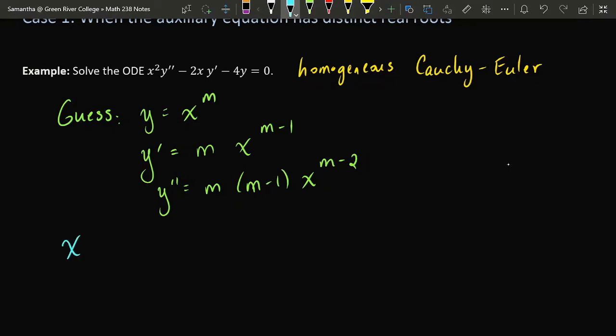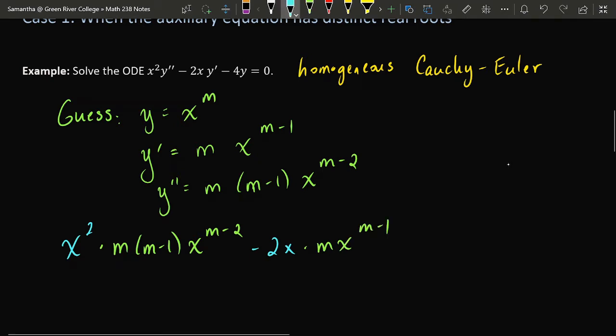And we get x squared times m times m minus 1, x to the m minus 2. We get -2x times y prime, which is m x to the m minus 1. And we get minus 4 times x to the power m. That needs to equal 0.